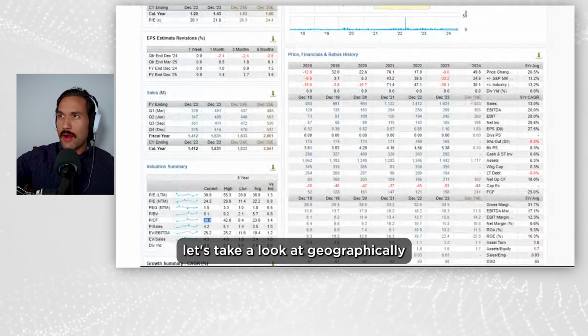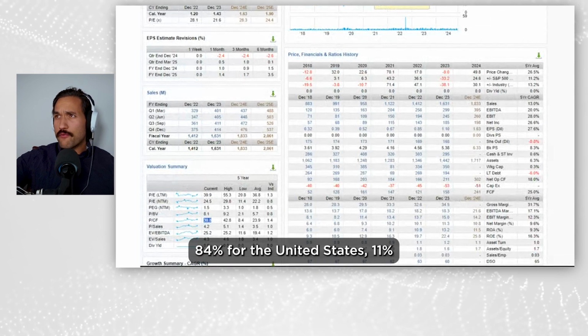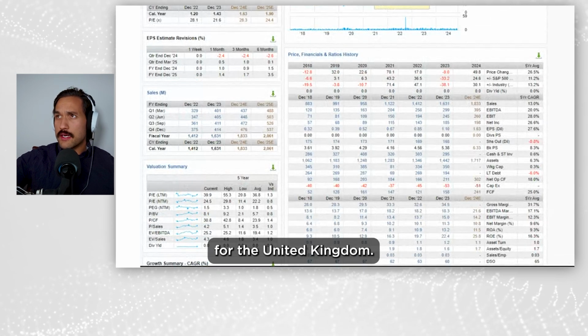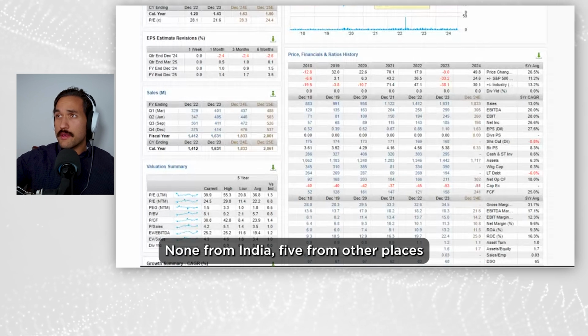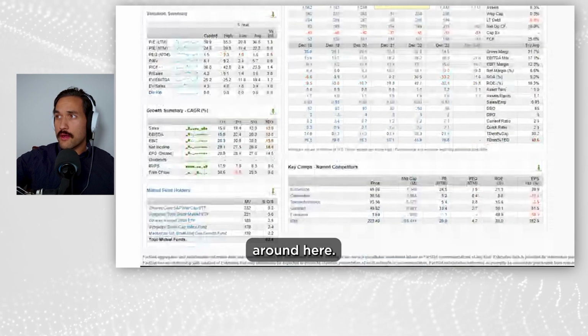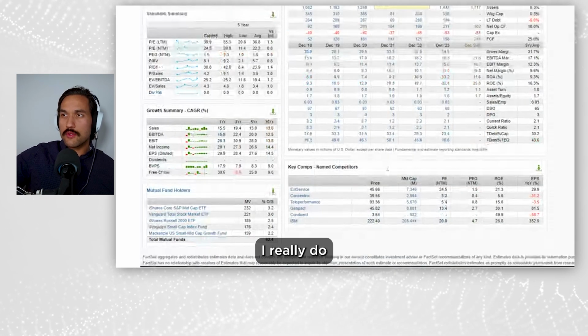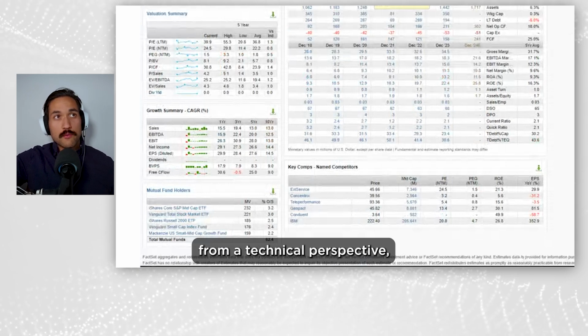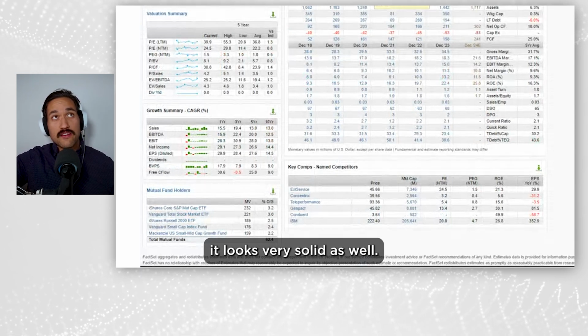Interestingly enough, let's take a look at geographically where this revenue comes from. 84% for the United States, 11% for the United Kingdom, none from India, 5 from other places around here. You know, honestly, I really do like the way this company looks from a technical perspective. It looks very solid as well.